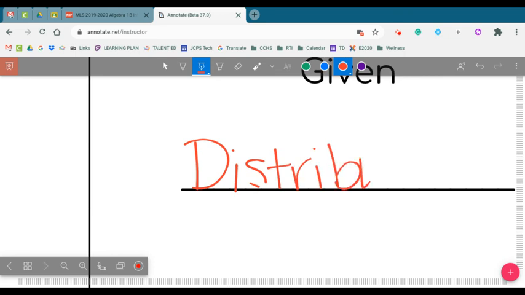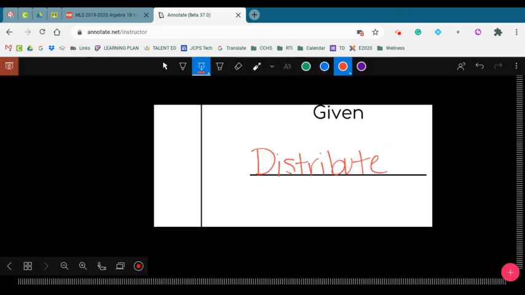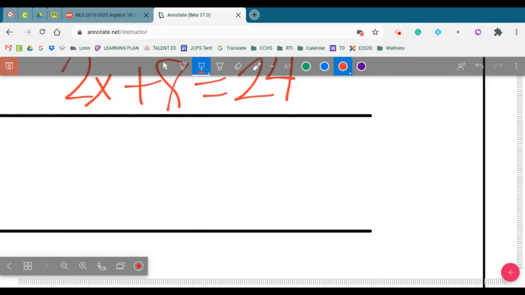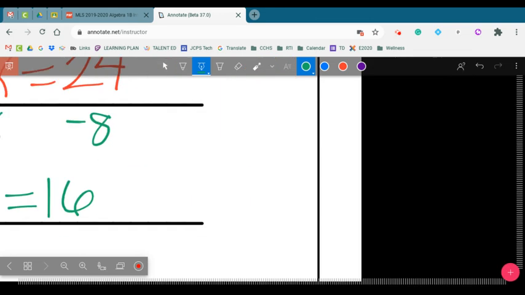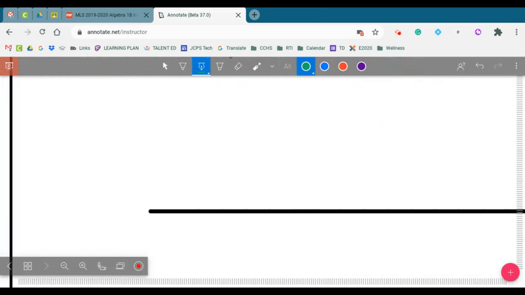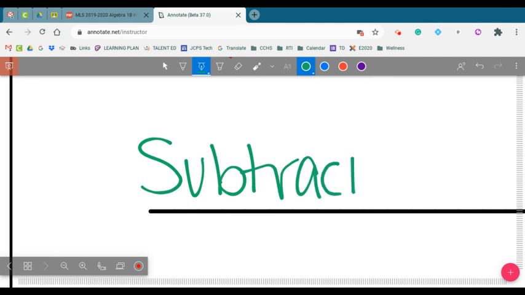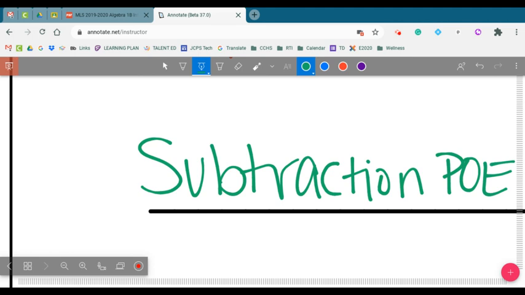So since I just did it to one side, I do not have to put POE. Now my next step, I'm going to solve this. I'm going to subtract 8 from both sides. I'm going to get 2x equals 16. So what did I just do? I subtracted. I did it to both sides, so it's subtraction. POE.